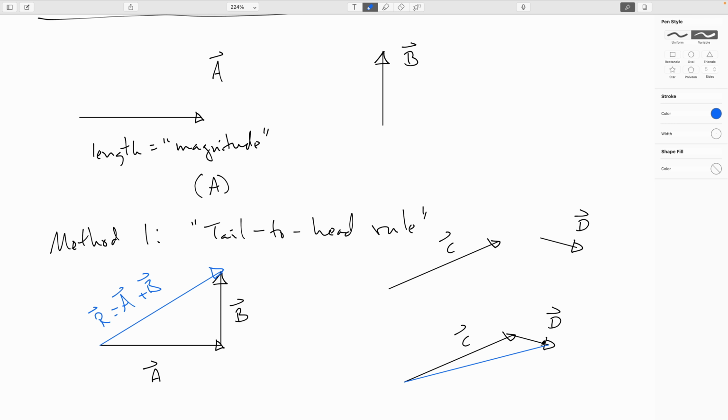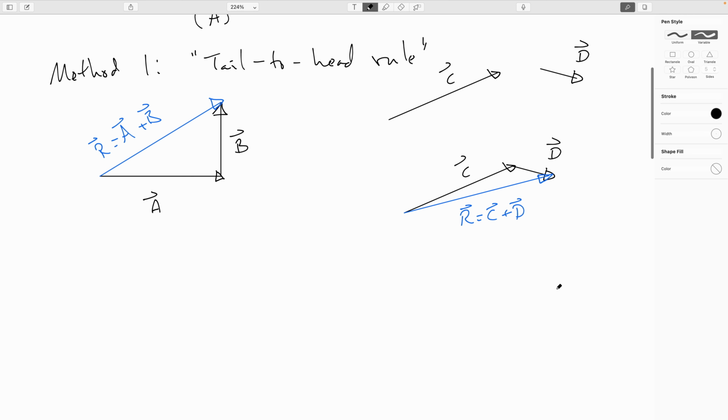So when you add vectors, you put the tail of one vector onto the head of the other. And then you get the resultant by drawing a new vector that goes from the unconnected tail to the unconnected head. So you use this tail to head idea twice in the process: once for the construction and once for finding the resultant.